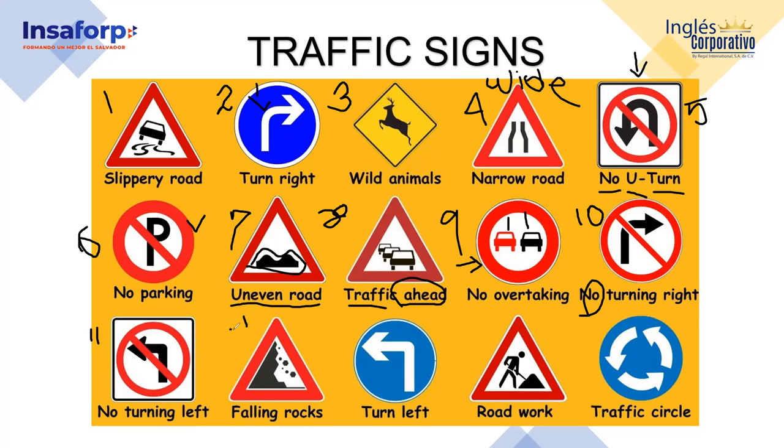And this might be in Los Chorros, right? Falling rocks, because it might be a kind of dangerous passing there. So we might have this kind of signs in there. Then we have turn left. Very easy, right? Turn left. That is number 12, 13, 14. Number 14 means road work. Some advisory signs tell you that they are working on the road. And then we have the traffic circle. That is number 15.